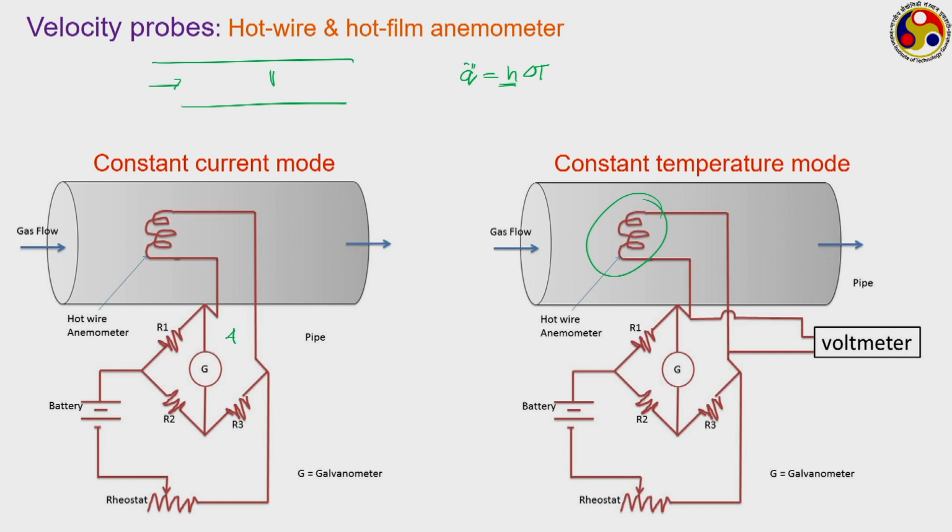We can't use a very fine wire of 10 micron diameter, like in the hot wire, in a liquid flow situation, because that will immediately rupture the wire. So, we have to go for hot film in liquids.